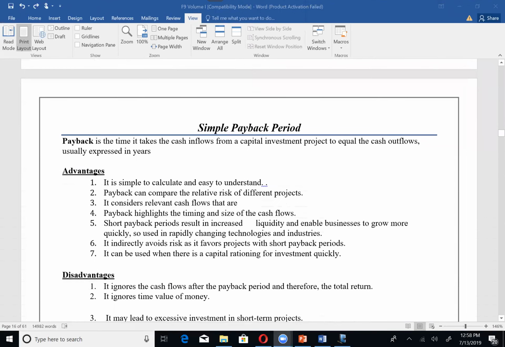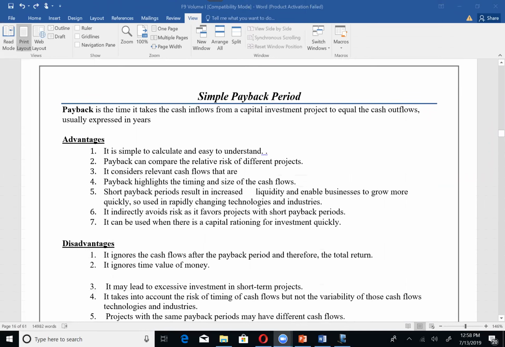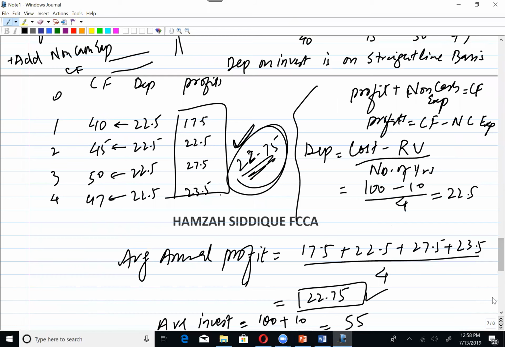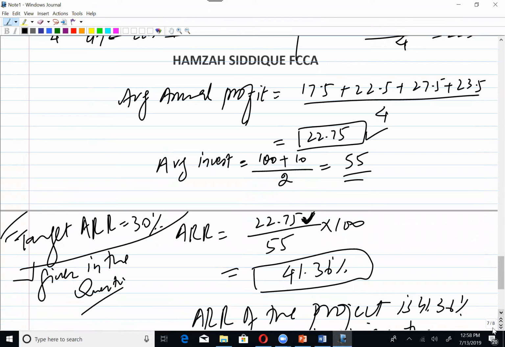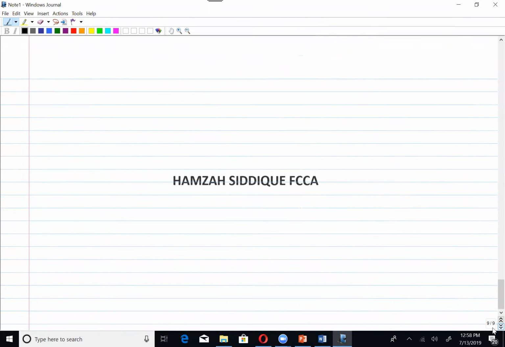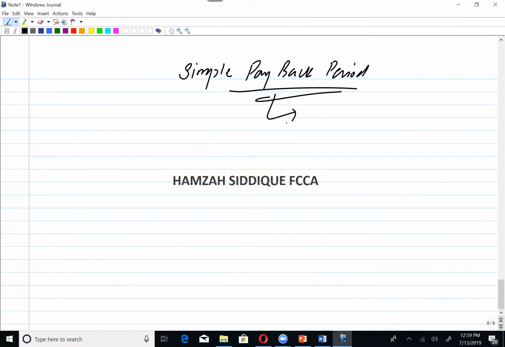Now, next. Simple payback period method. The next method of investment appraisal is simple payback. So, students, simple payback period method. Every businessman who is investing in the business is concerned about how much time the investment will be recovered.